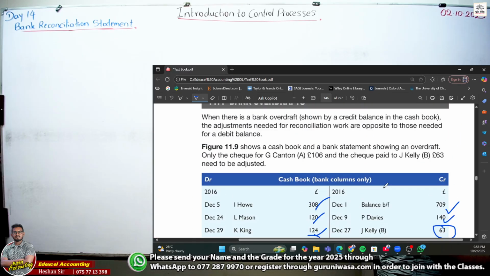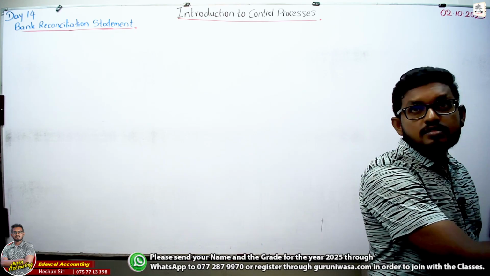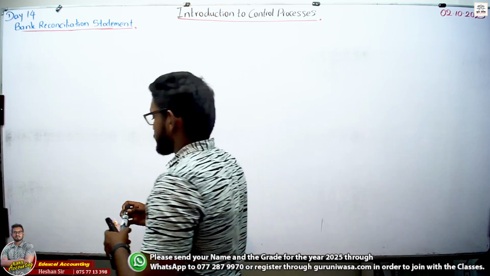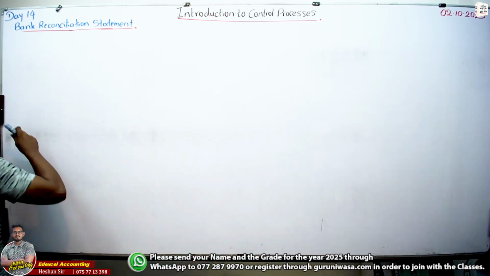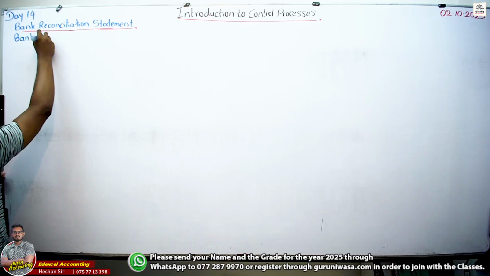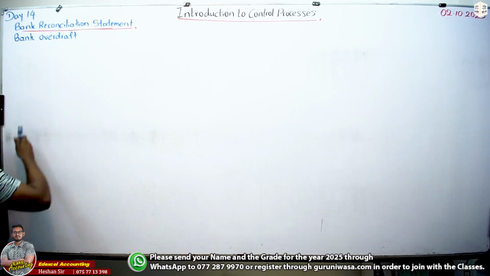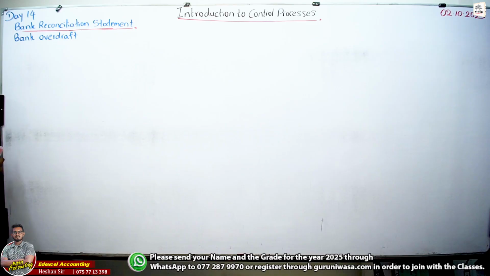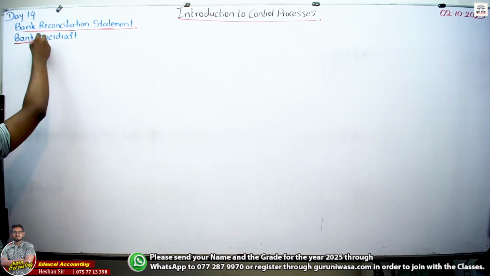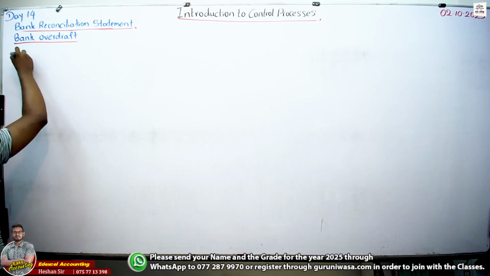I'll give the bank overdraft as well. So just wait, I'll give some example. Write both things. First, we write the bank overdraft. I'll give a note as well. Bank overdraft. Right. Bank overdraft.